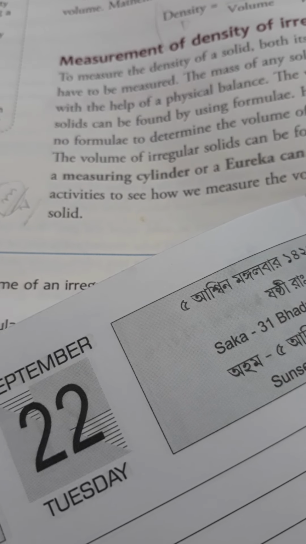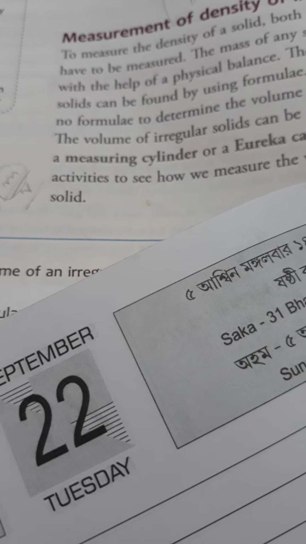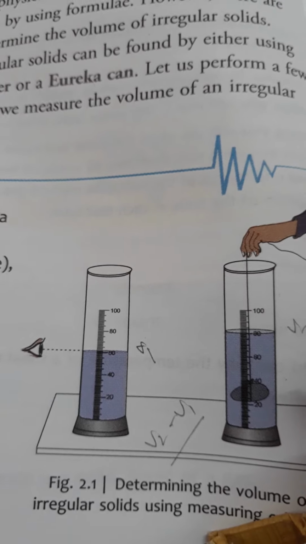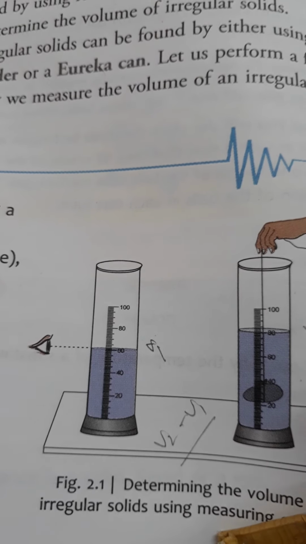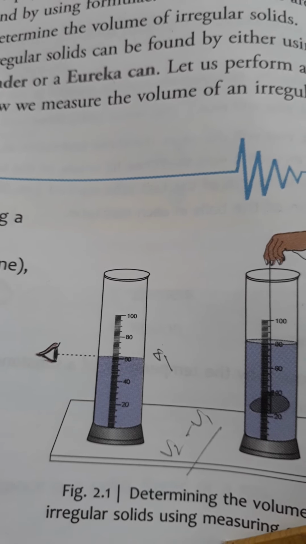Discovered that when an object is immersed in a liquid, it displaces a liquid equivalent to its volume. Here you can also notice one thing: how much water is displaced by the stone is actually the volume of the stone. So when an object is immersed in a liquid, it displaces a liquid equivalent to its volume.